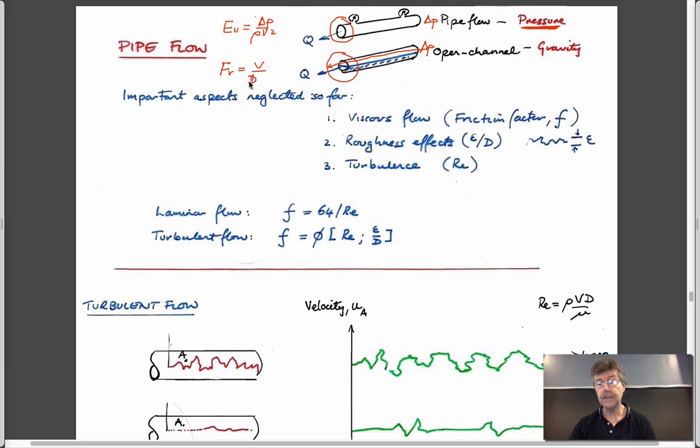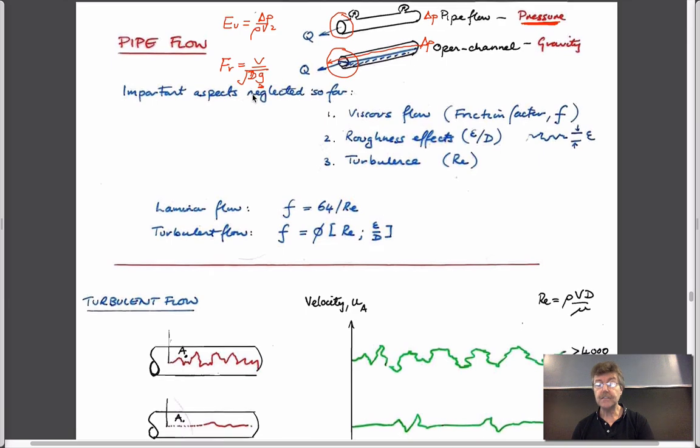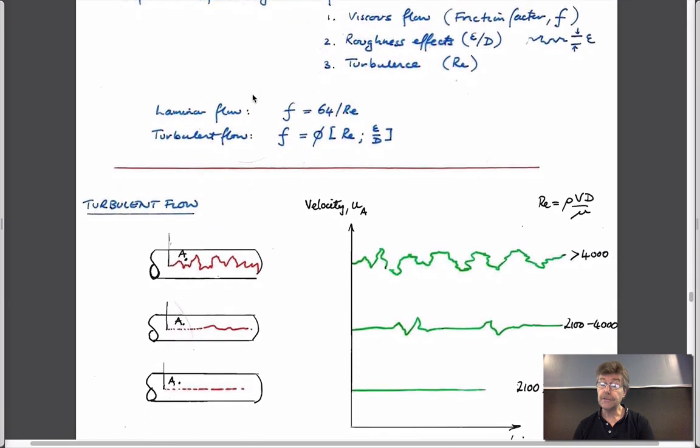Let's call it V over the square root of g times D, right? Is that right? A velocity divided by the square root of gravity times a length. So meters per second squared times meters is meters squared per second squared. The square root of meters squared per second squared is meters per second. So if you divide the velocity by that, it's non-dimensional. So this is being driven by gravity, and that's the main difference with what we're dealing with.